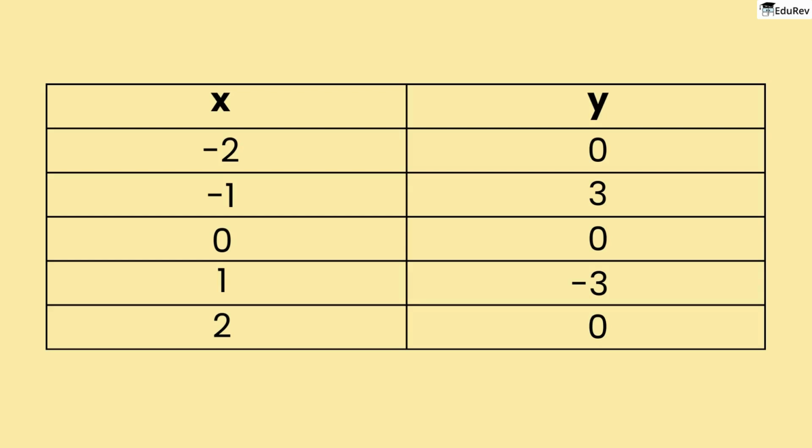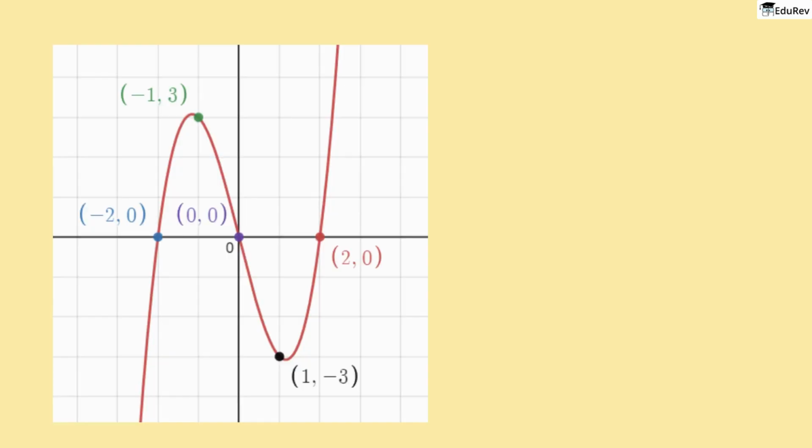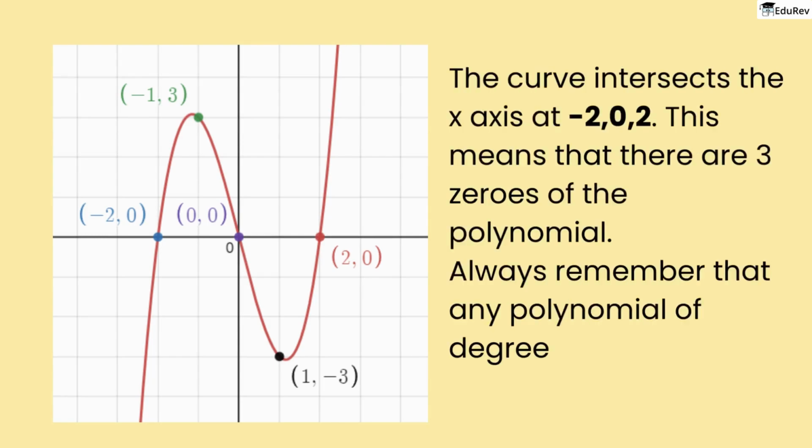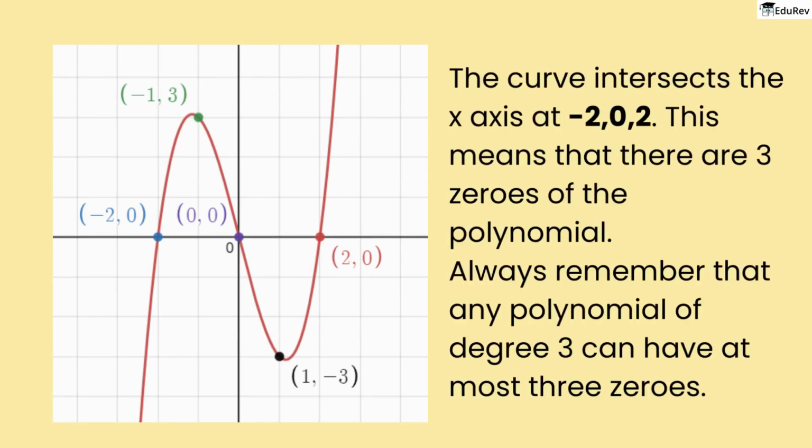and 0 respectively. If we locate the points listed on a graph paper and draw through them, it will actually look like the curve on the screen. The curve intersects the x-axis at minus 2, 0 and 2. This means that there are three zeros of the polynomial. Always remember that any polynomial of degree 3 can have at most 3 zeros.